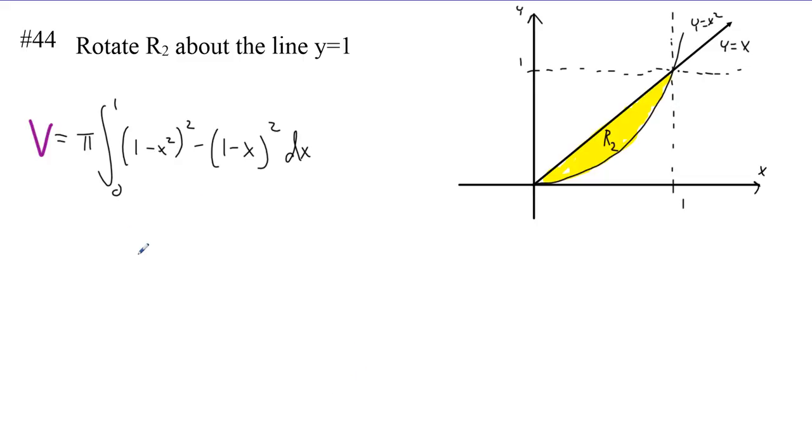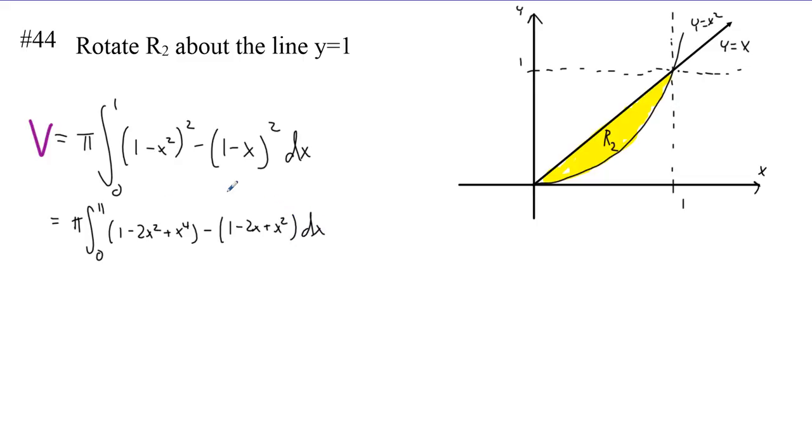All right, so let's get to doing it here. So let's do some simplification. I have to square both of these, and please remember you cannot distribute exponents across addition. So we have to multiply these all out. The first one becomes 1 minus 2x squared plus x to the fourth. Then it's minus the quantity 1 minus 2x plus x squared dx.